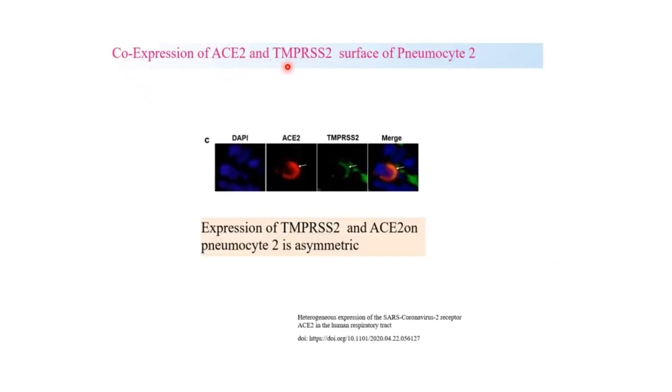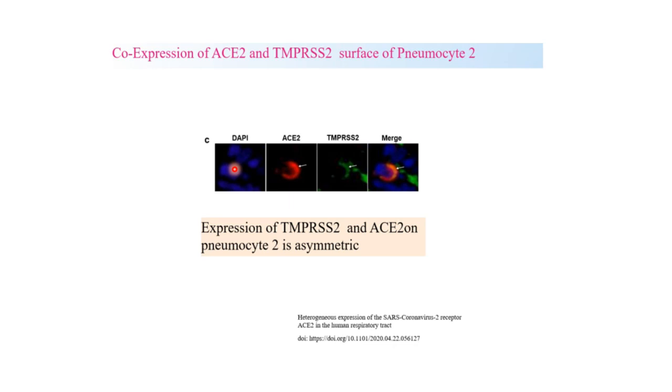Co-expression of ACE2 and TMPRSS2 on the surface of pneumocyte 2. ACE2 is the cell surface molecule to which the virus spike protein binds, and TMPRSS2 is the enzyme on the cell surface which cleaves the viral spike protein.